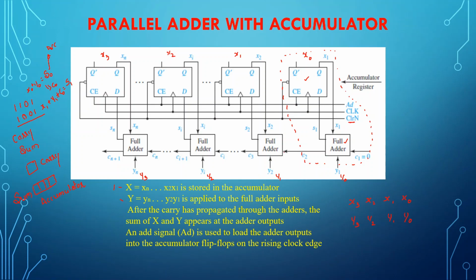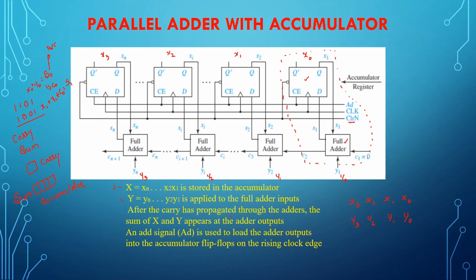It is not stored in the adder, okay? My second number is not stored in the adder because your adder cannot store any numbers. The second number, which is to be added to the first number, will be applied to the adder. After that, the carry is propagated through the adders. The sum of X and Y appears at the adder output, as it is explained.